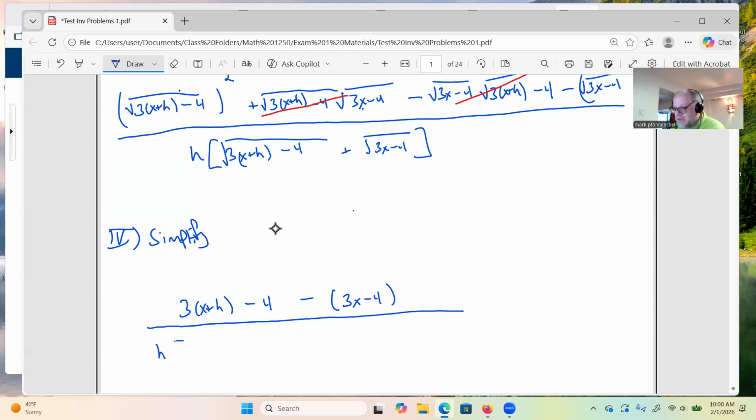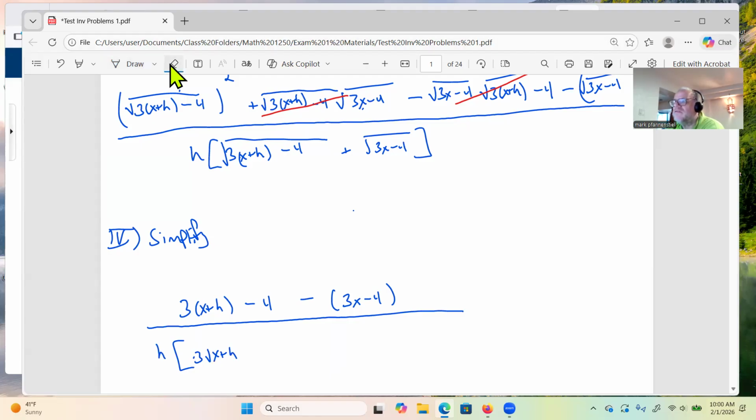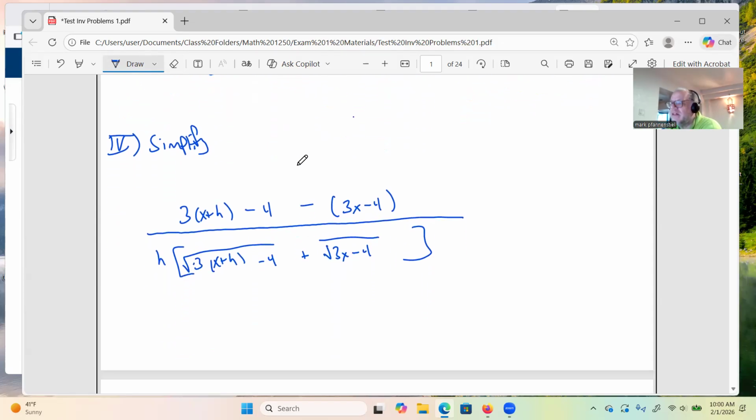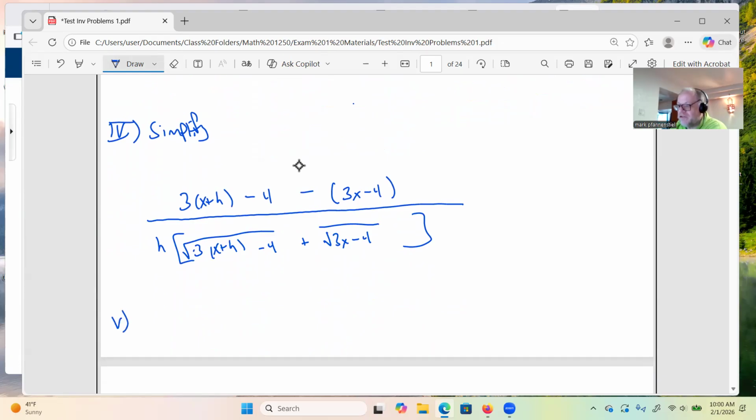We just have an h times 3 root x plus h. I'm sorry, not that root. Let's change that. Okay, we have a 3 parentheses x plus h minus 4 plus the square root of 3x minus 4. And that's what we have on our bottom. There's nothing you can do with it. Okay, let's go ahead and distribute the top.